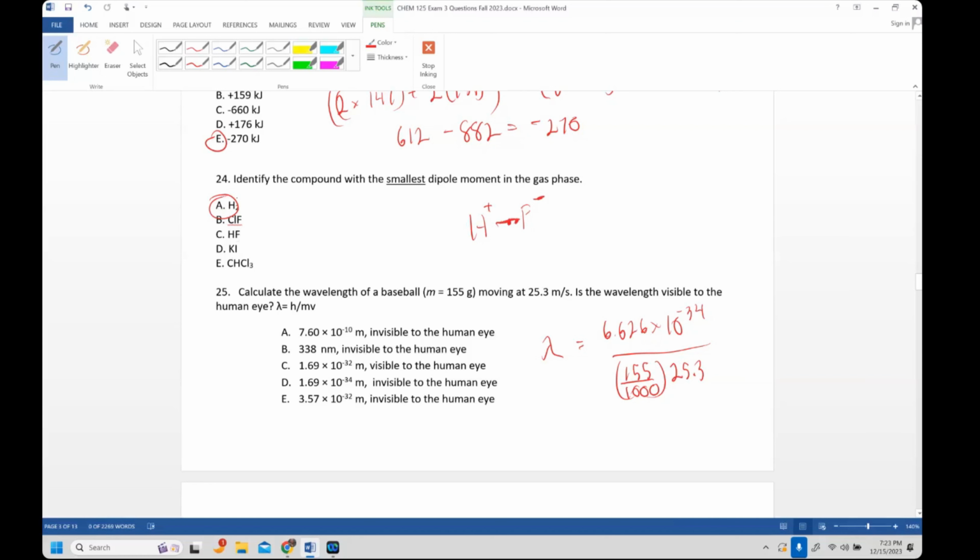You can determine that from the trend by looking at the table. And since H2 is a pure covalent, it has no electronegativity difference at all. That's the best answer.